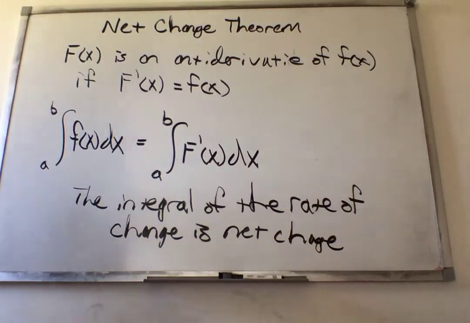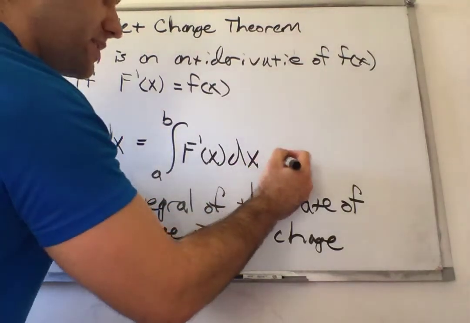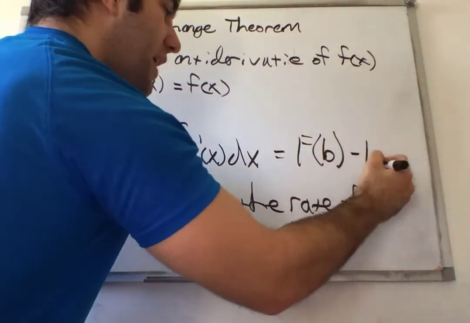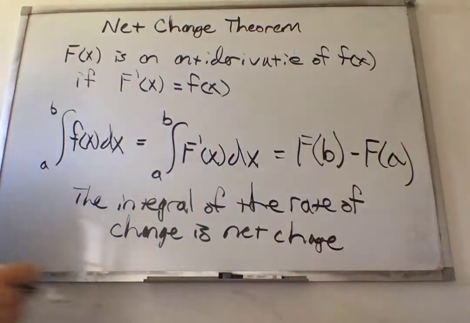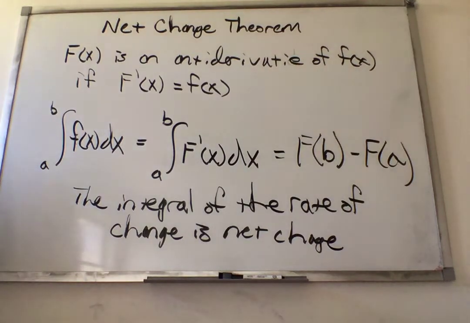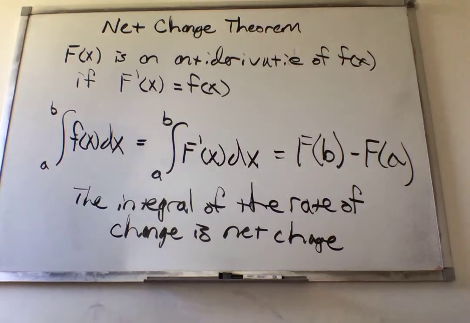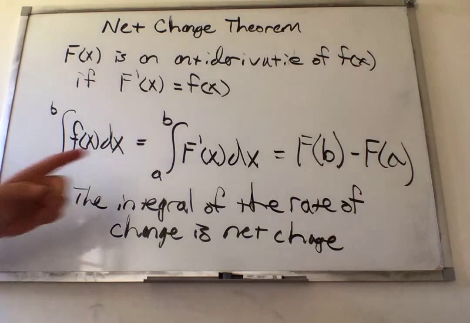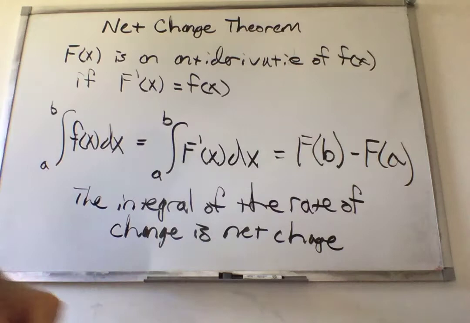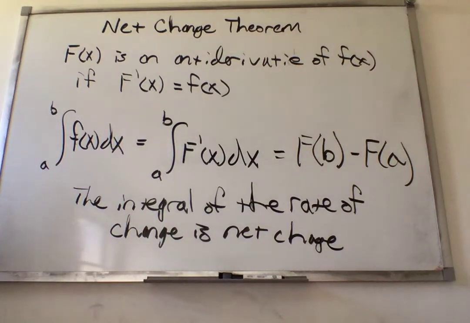And we know from the fundamental theorem of calculus that this must be equal to big F of b minus big F of a. And this is what the net change theorem says. To calculate overall net change, we only care about what the value is at the end and what the value is at the beginning. That gives you a difference, and that difference is the net change.